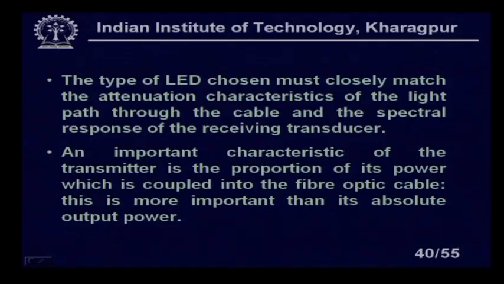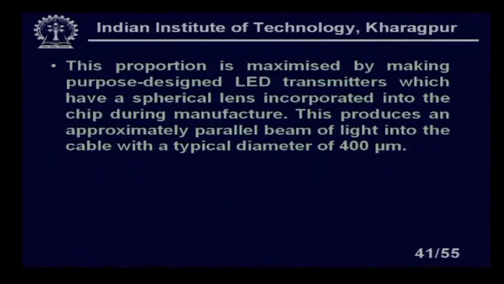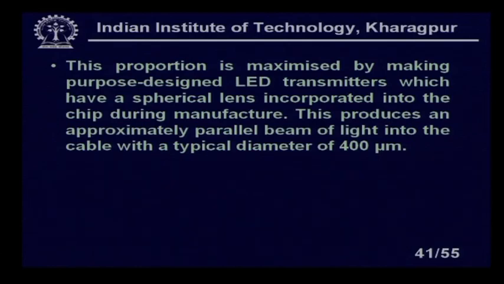An important characteristic of the transmitter is the proportion of its power which is coupled into the fiber optic cable. This is more important than the absolute output power. This proportion is maximized by making purposefully designed LED, light emitting diode, transmitters which have a spherical lens incorporated. If you put a source at the focal point of a lens, what will happen? The light coming out of the lens will be parallel. So that is very much necessary. So this produces an approximately parallel beam.